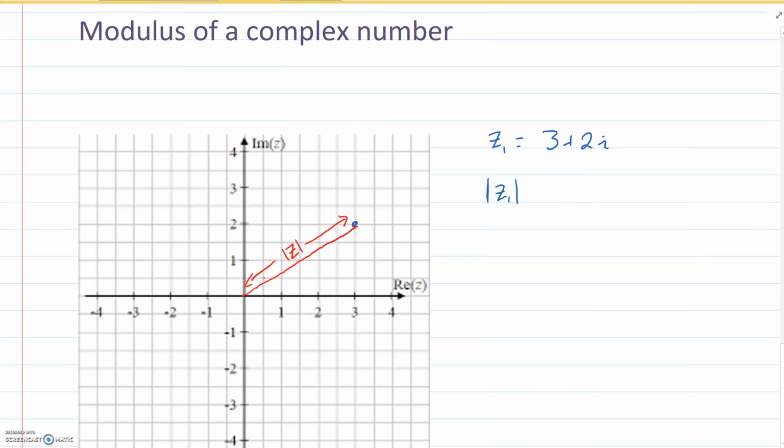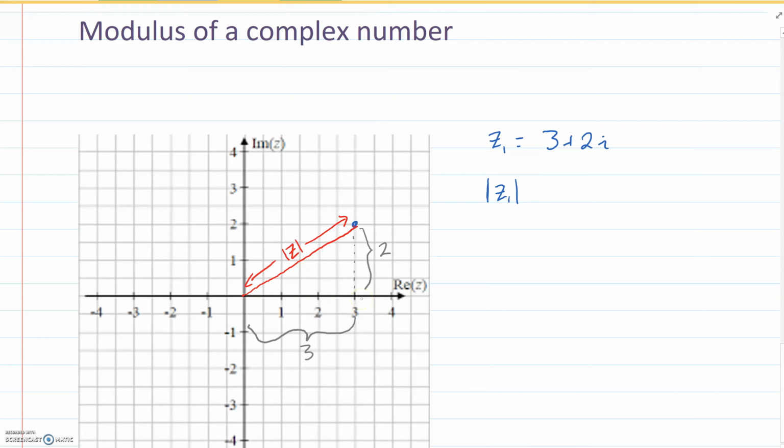Now, how do you find that? You find that by using Pythagoras' theorem, because we know this distance there is 2 units, and we know this distance along here, sorry, I'll be a bit more accurate with that, that distance over there is 3 units. Okay, so according to Pythagoras' theorem, because that makes a nice right angle triangle there, what's the hypotenuse length here? It's 2 squared plus 3 squared, and it's the square root of that.